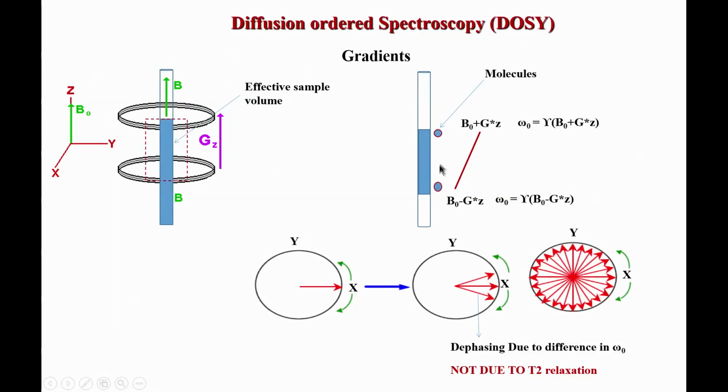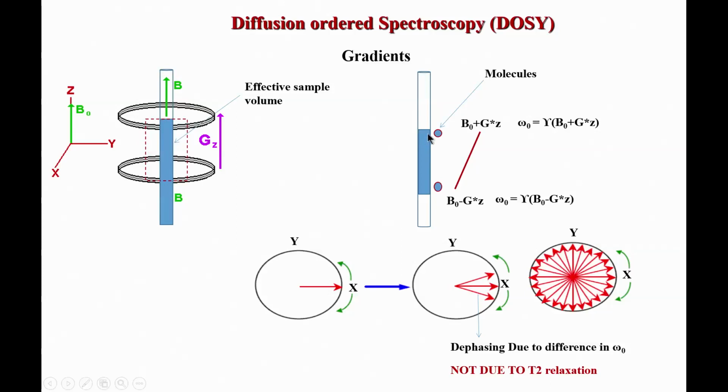Remember, our sample contains a large number of molecules. If you take, for example, a 1 millimolar sample, you have a huge number of molecules, almost 10 to the power 20. When you have such a large number of molecules, obviously you have them distributed throughout the sample. They are not sitting on one side of the sample, they are spread throughout, because we are assuming it is a homogeneously soluble sample.